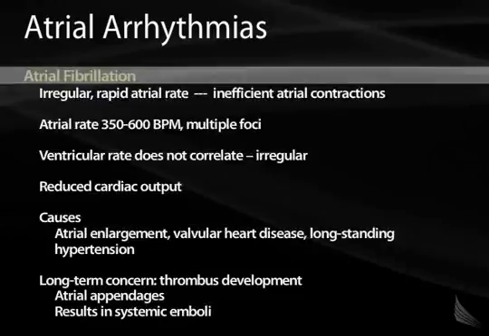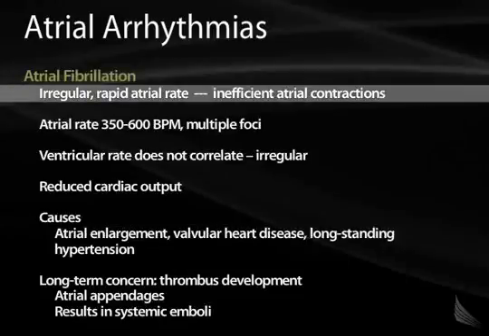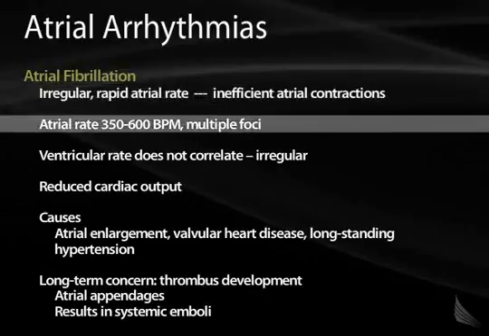Atrial fibrillation is an irregular rapid atrial rate. There is no actual atrial contraction that occurs with AFib. The atrial rate can be from 350 to 600 beats per minute. There are multiple foci of depolarization. There is no actual contraction of the atrium.